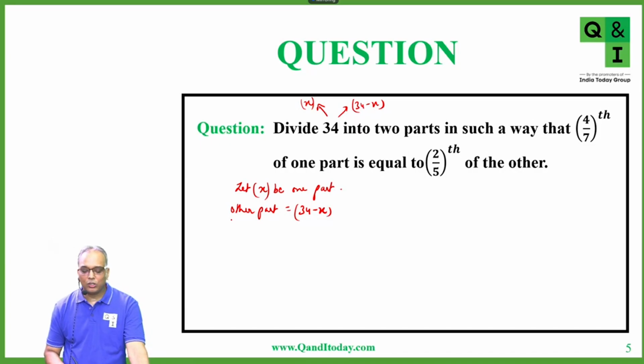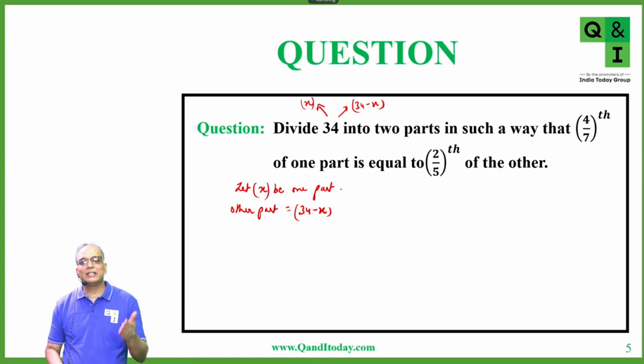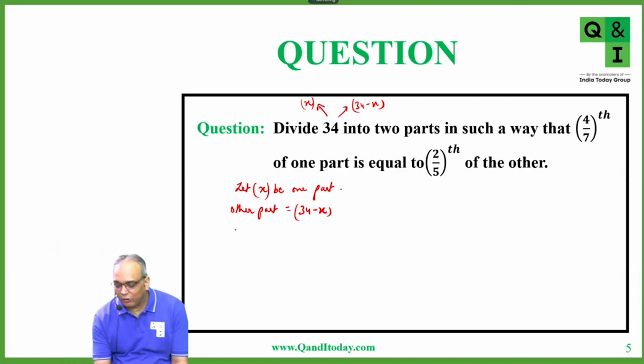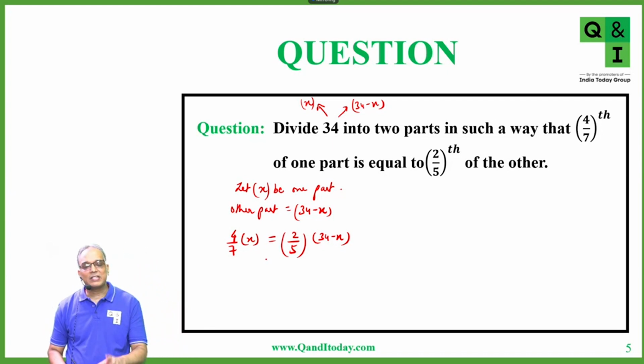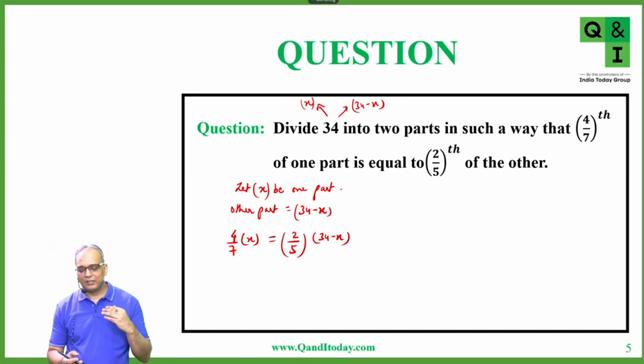Now, since we have got two parts, what has been given in the question? Whatever has been written in the question needs to be converted into a mathematical statement and an equation. So 4/7 of one part, that is x, is 2/5 of the other, means 2 by 5 of 34 minus x. Is this equation clear to everyone? So the statement which has been given in the question has been converted into a mathematical statement, and from the data that has been given, we have found an equation.